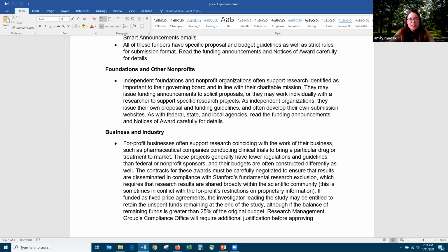These generally have fewer restrictions. There's usually not a funding opportunity announcement. The budget is developed in a very different way. So, this is something where you're going to want to be working with either the Industrial Contracts Office or the Clinical Trials arm of Research Management Group. So a whole different set of guidelines. We'll be talking about those later.